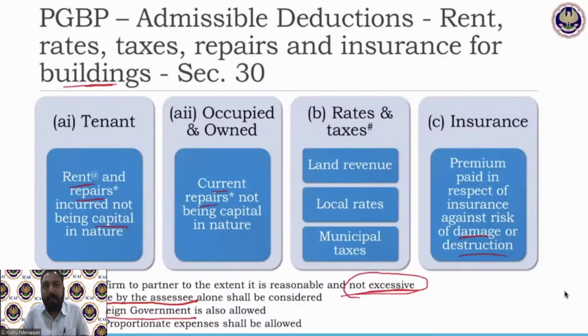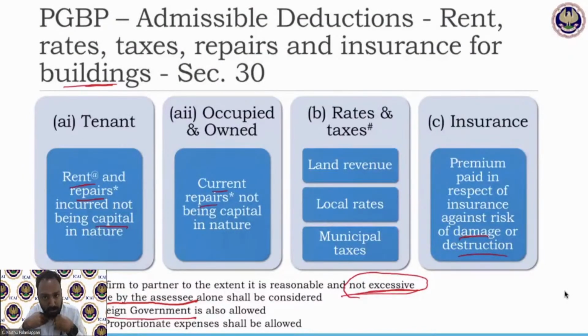Okay. Now, sometimes say I myself am the proprietor. I have a two-floor building. Ground floor is my office. First floor is my residence. Now, if there is any repair expenditure for the building as a whole, how much can I claim for my business?